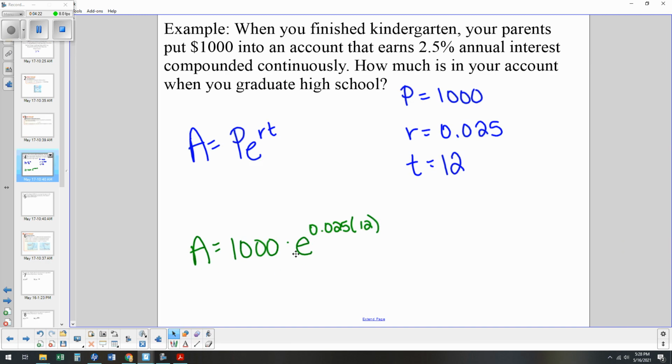So we're going to do that. We're going to find our E button, and we're going to raise it to the 0.025 times 12 power. And when we get our answer, then we will multiply by 1,000. So if we do that, our final answer is 1,349.86.